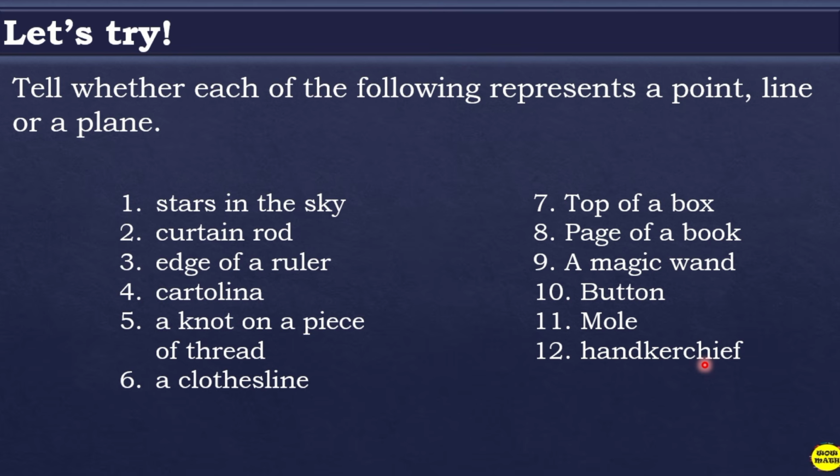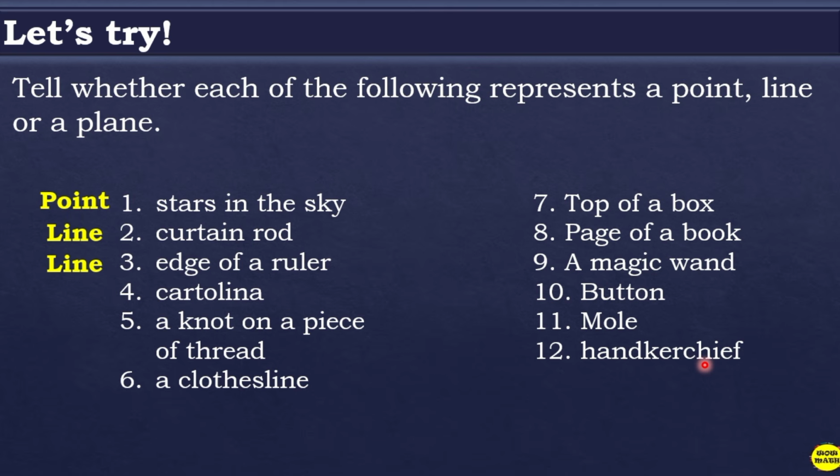Number 1, stars in the sky. If you are looking at the stars in the sky, that is a point. Curtain rod. When we say curtain rod, it is where the curtain is hung. That is a representation of a line. Edge of a ruler. We have here the word edge, meaning the side of the ruler. So that is a line.